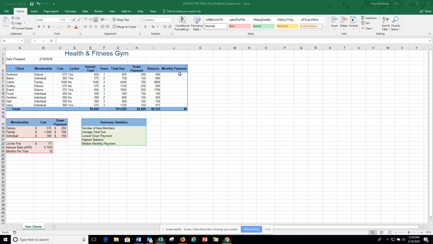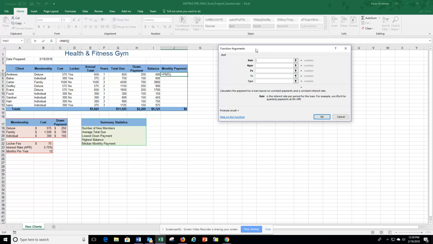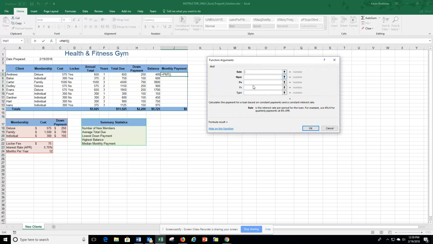So pretty simple. Let's go up here. Let's click in the cell where we need to add our monthly payment, and let's open up that fx function arguments box again. If you can't find PMT, simply type it in and search for it. I found it. I'm going to say okay. Let's open up our function arguments, and it gives you a hint for this.